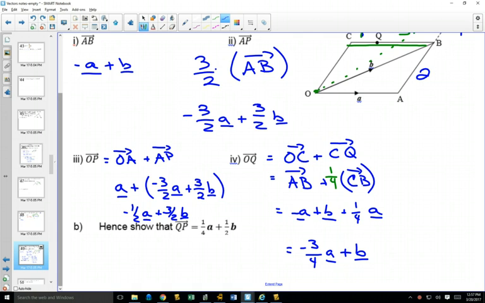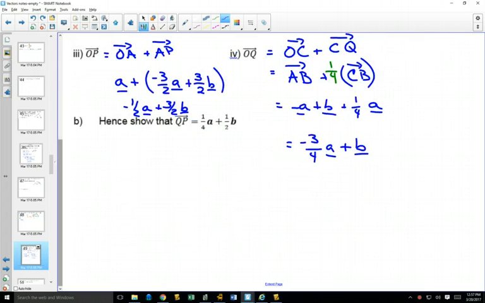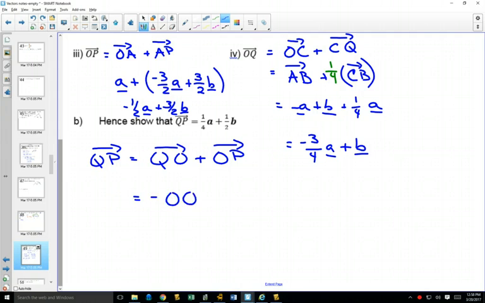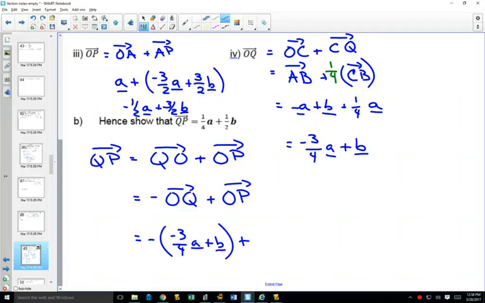So now we have O to P and we have O to Q. We've got the green position vector there, and we now have this blue position vector there. It says, hence, show that QP is 1/4 A plus 1/2 B. So Q to P is the same as going back to the origin and then going from origin to P. Q to O is the same as negative O to Q. And now we have all vectors that we've already figured out. Negative O to Q will be that. O to P.